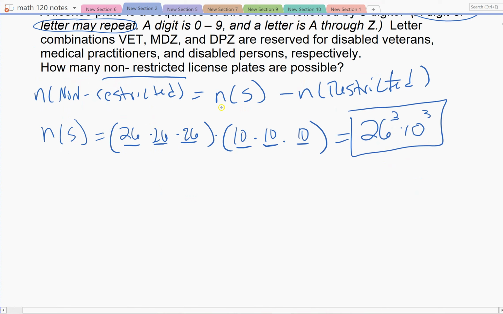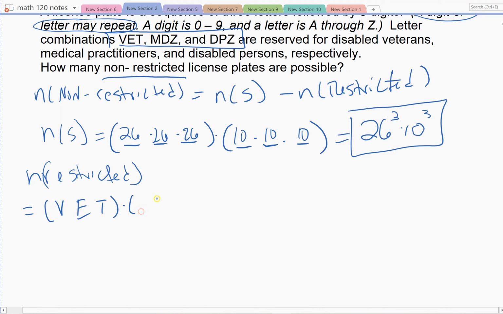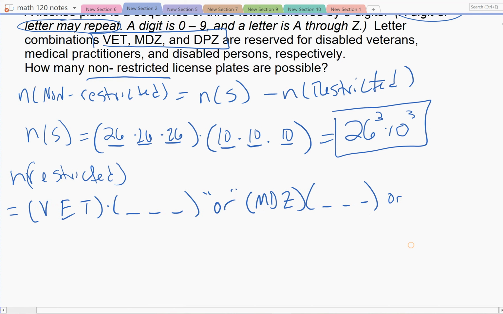All right, so that's the first part. But now I have to figure out the number of restricted, at least the ones that we're talking about. These are the restricted letters. So, in order to have it be a restricted plate, I have to have the letters V, E, T in that order, and then followed by three digits. Or, I have to have the letters M, D, Z in that order, followed by three digits. Or, I have to have the letters D, P, Z, followed by three digits.